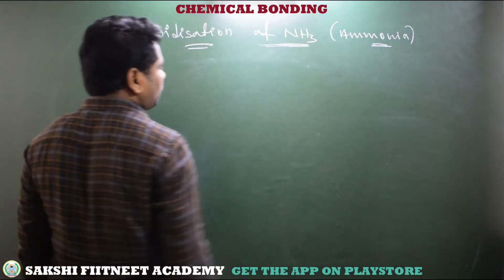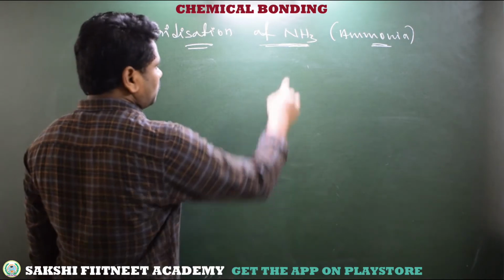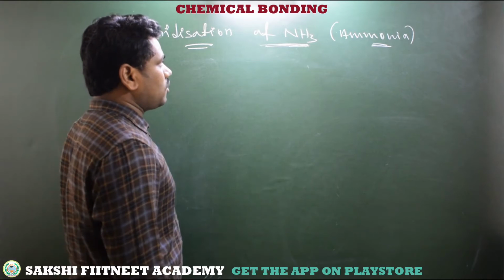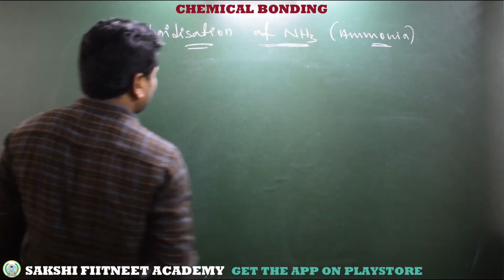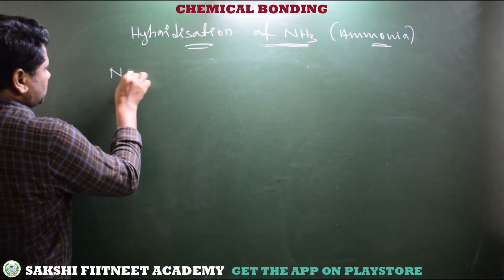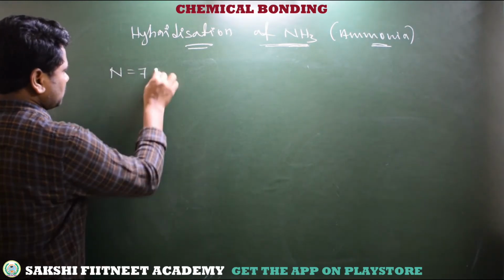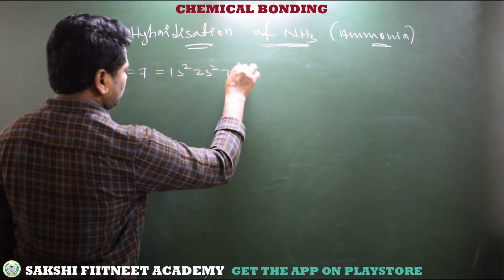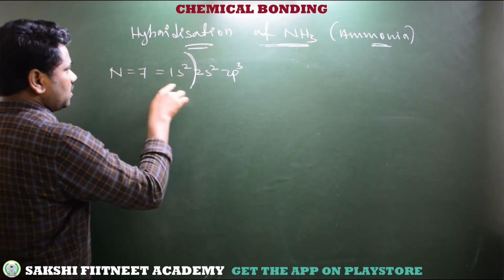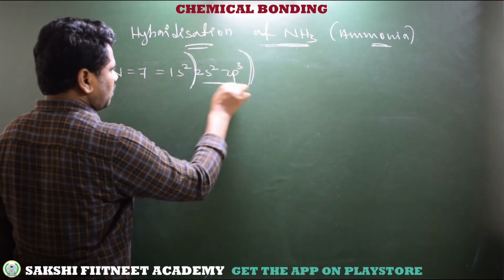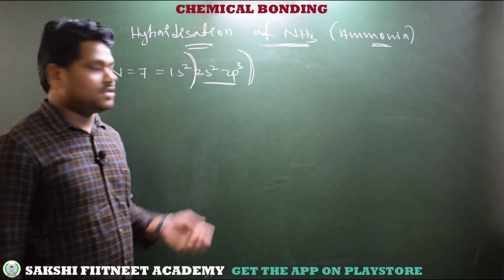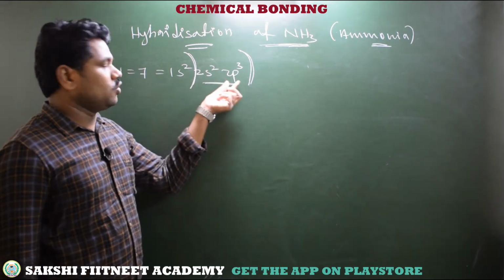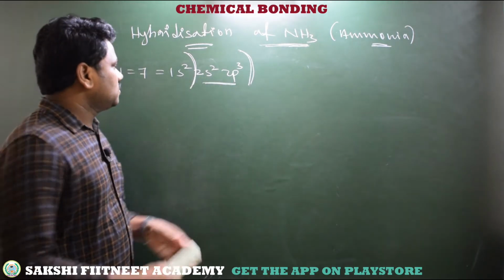What about the molecular formula? It's NH3. Nitrogen has three covalent bonds with three hydrogens. Nitrogen has atomic number 7, so the electron configuration is 1s2, 2s2, 2p3. This is the inner shell, and this is the last shell, called the valency shell. This valency shell has a total of 5 electrons as 2s2, 2p3, so I am just representing it here.